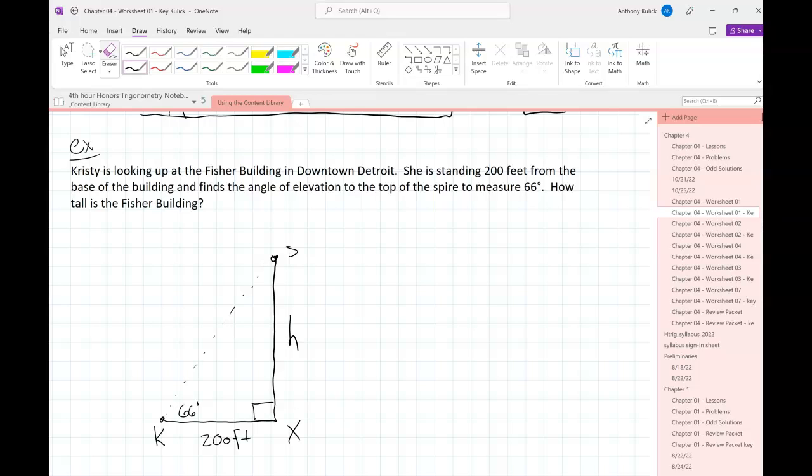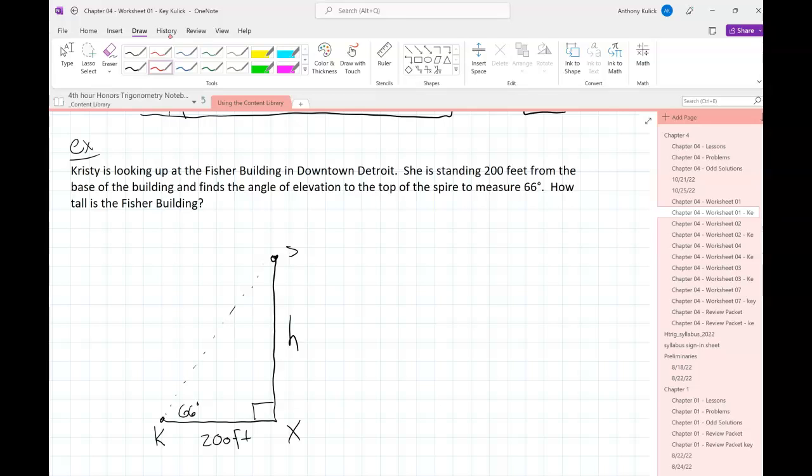Everybody cool? Okay, how do we solve for H? Go ahead, Carmen. Well, to solve for H, we have to find sine of... if we use sine of 66, so that would... I mean, you can do what you're doing, but I would do something different.